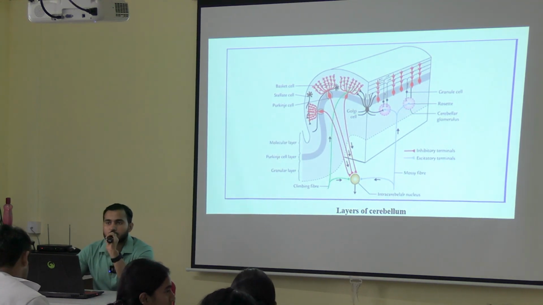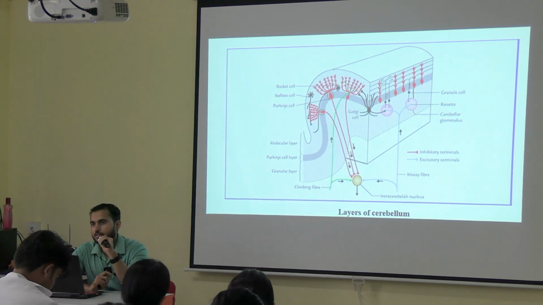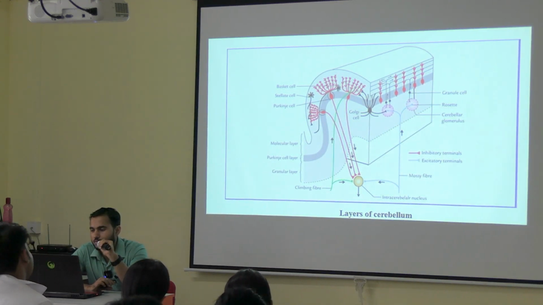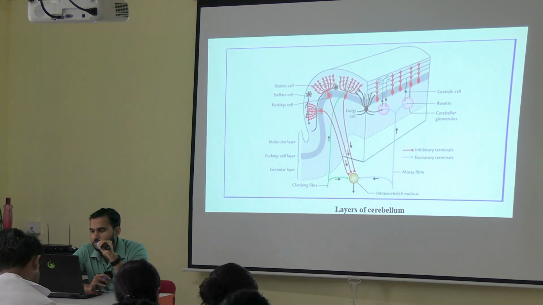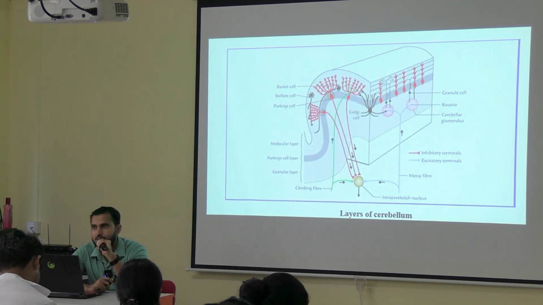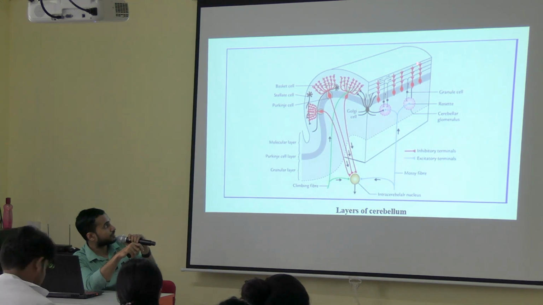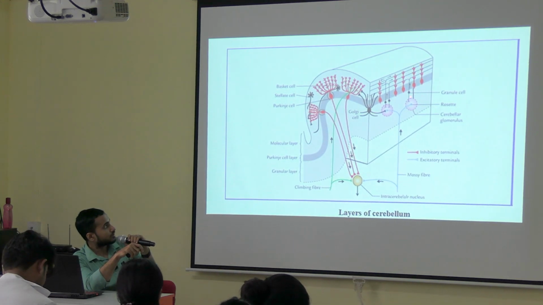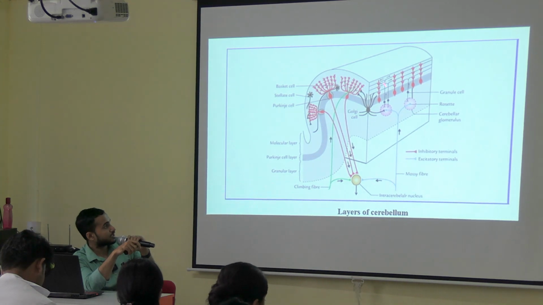Now, here you can see the dendrites of the Purkinje cell, as I said, going into the molecular layer. Once they go into the molecular layer, what will they do? They will synapse with the axons of the granule cells. You can see they are synapsing with the axons of the granule cells. Look, this is the granule cell's axon. Here they are synapsing.